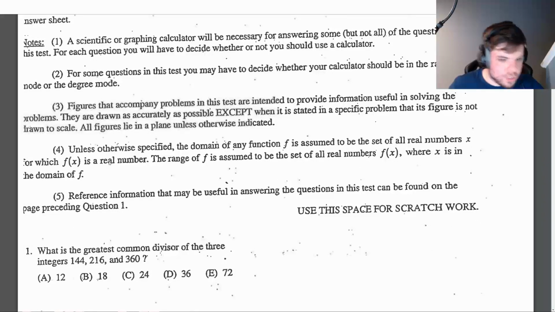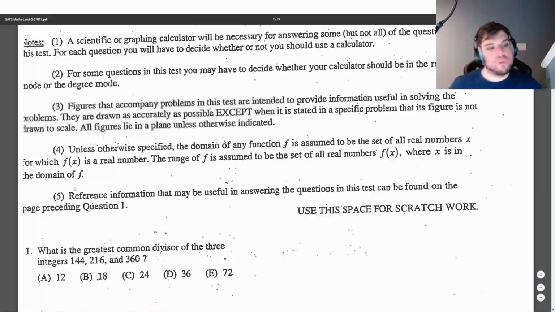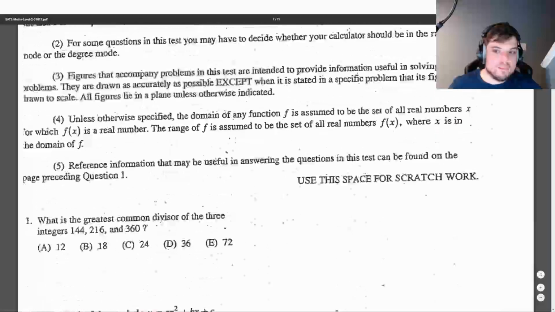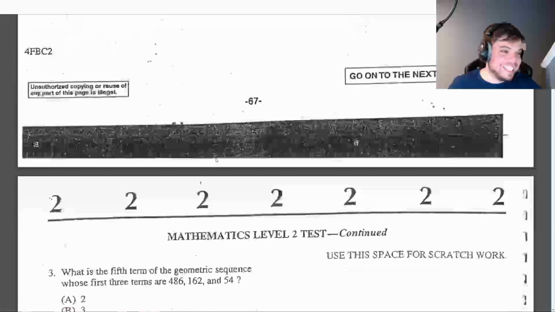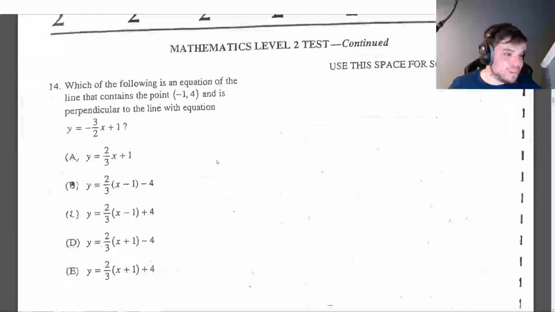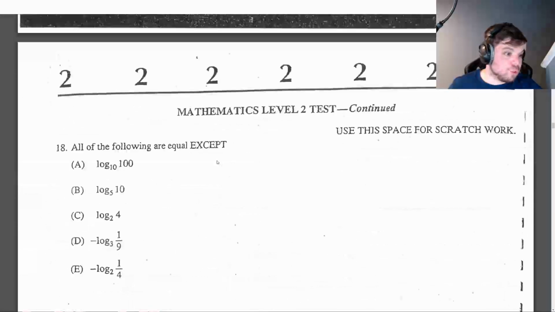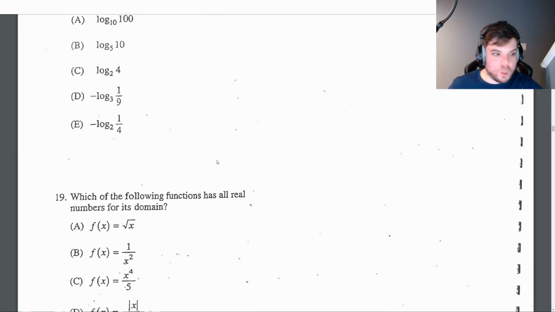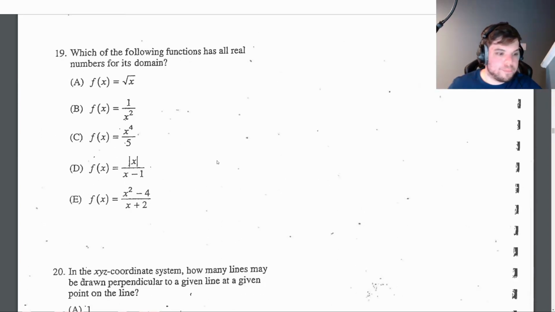Oh, look at this. It looks like it's popping off the page. Unless otherwise specified, the domain of any function is assumed to be the set of all real numbers for which f is a real number. The range is assumed to be the set of all numbers f of x where x is in the domain. Essentially, that's just the image. But yeah, we won't talk about the difference between image, range, pre-image, domain, codomain. There's a lot of nonsense there, but we don't worry about that. So which of the following functions has all real numbers for its domain?